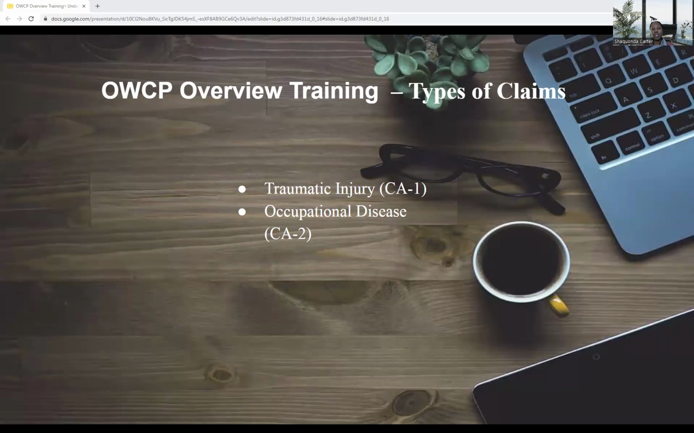So basically, there are two main types of claims. Understanding the difference is key to filing correctly. The first type of claim that you can file, again, there are just two types of claims to initiate for a work injury: the CA1, which is for traumatic injury, and the CA2, which is for occupational disease.